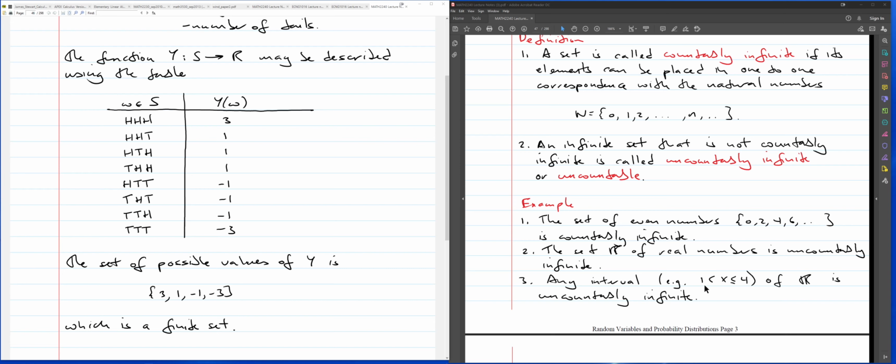The idea over here is that between 1 and 4, you have lots of things, right? You have, say, 2, you have 2.1, you have 2.01, you have 2.001, and so on. So there's in fact an infinite amount of real numbers between 1 and 4, and the interesting thing is there's more real numbers between 1 and 4 than you have natural numbers 0, 1, 2, 3, and so on.